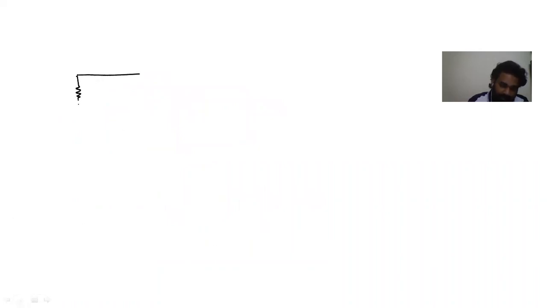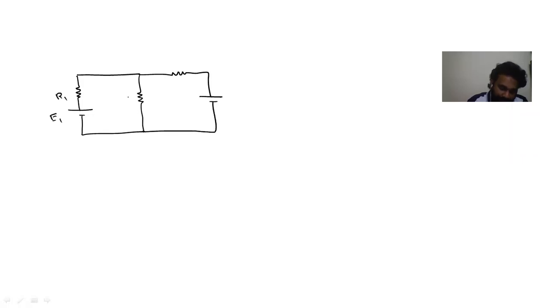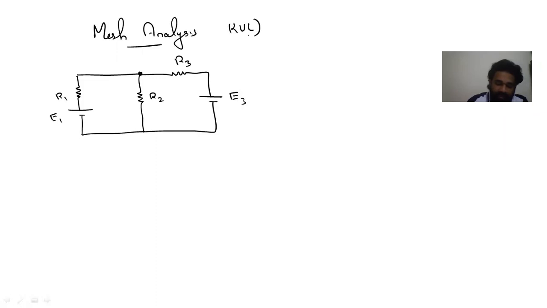Same thing. Okay, so here a battery, a resistance, another battery, E1, R1, R2, R3, E3. So here, suppose this is nodal analysis previously we have done. Now let us see mesh analysis. So mesh analysis is just applying KVL. We are using KVL here.